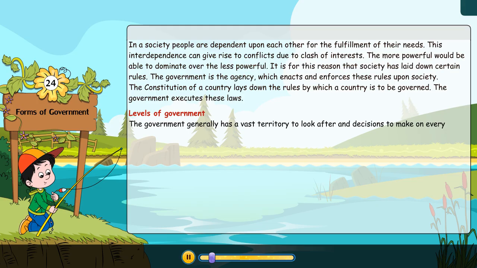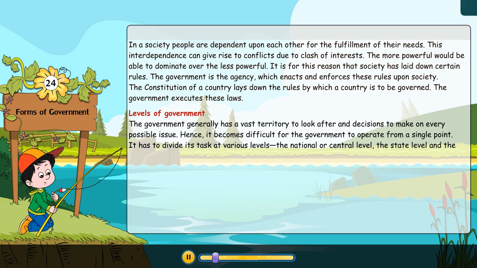Levels of government. The government generally has a vast territory to look after and decisions to make on every possible issue. Hence, it becomes difficult for the government to operate from a single point. It has to divide its task at various levels: the national or central level, the state level, and the local level. The highest level of government is the central level, which relates to the entire country.